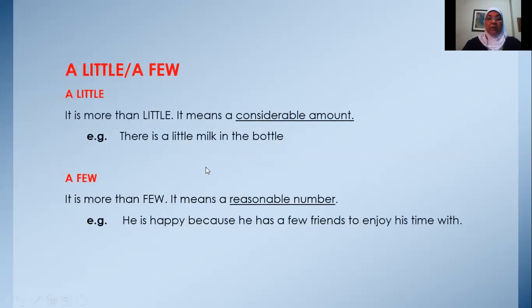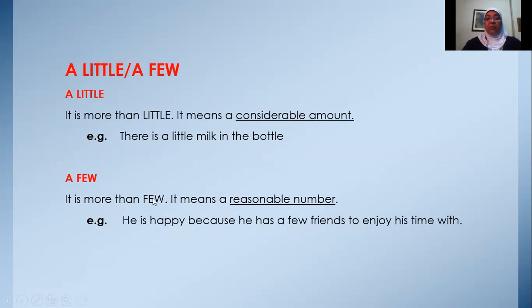Take a look at this. A little is more than little. It means a considerable amount. Means a reasonable amount, not bad. It's not a lot, not much and not little, but it will do. So there is a little milk in the bottle. For example, if you want to make a cake or drink some milk or something, there is a little milk in the bottle. It will do, that's good.